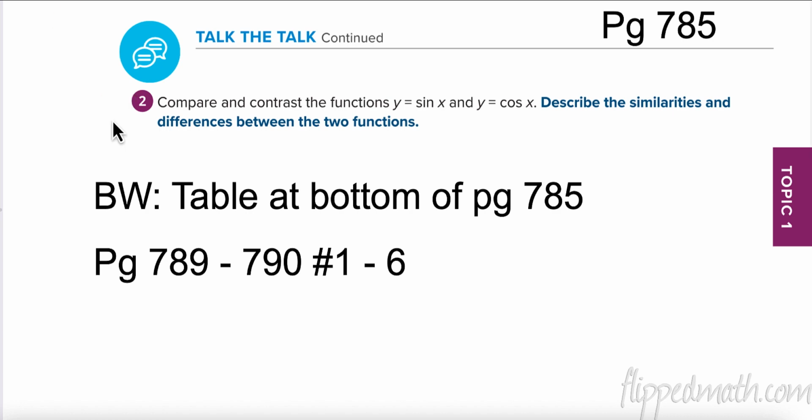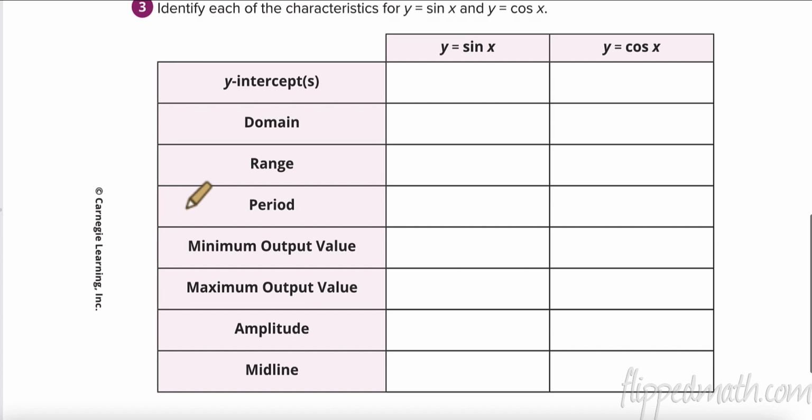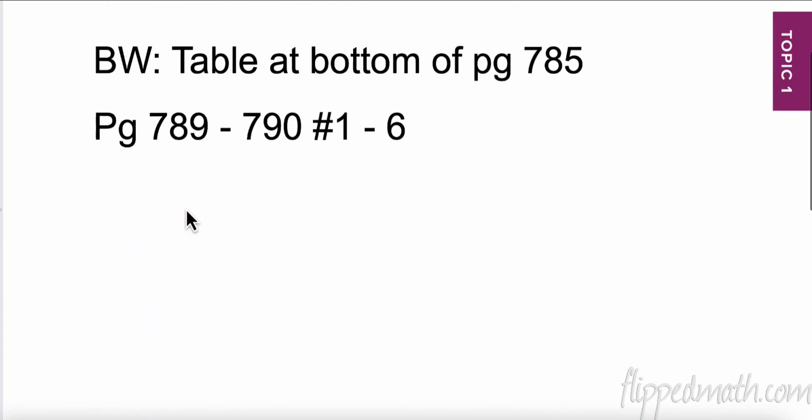So on page 785, I want you to use the graphs we just made and complete the table at the bottom, the sine and the cosine, finding as much of that as you can. And then on pages 789 to 790, I want you to do numbers 1 through 6. Good luck. Make sure you ask lots of questions.